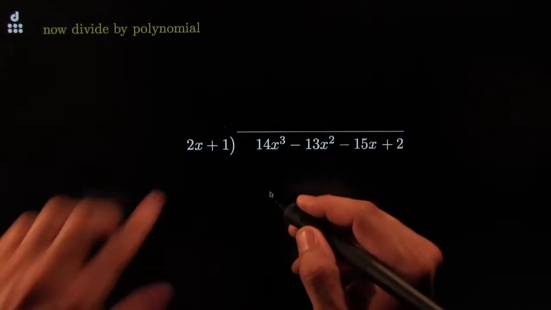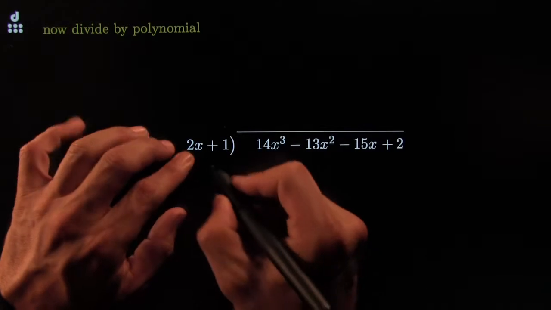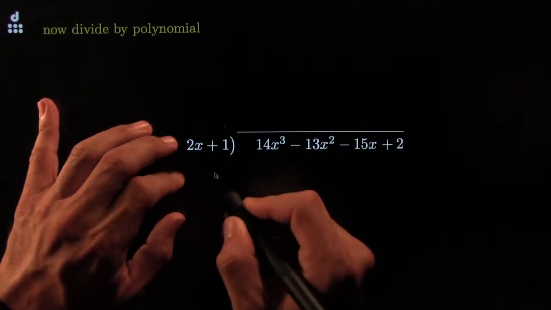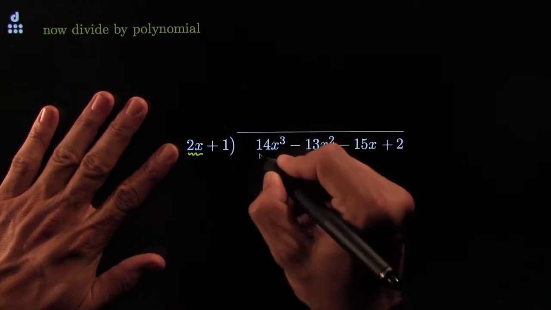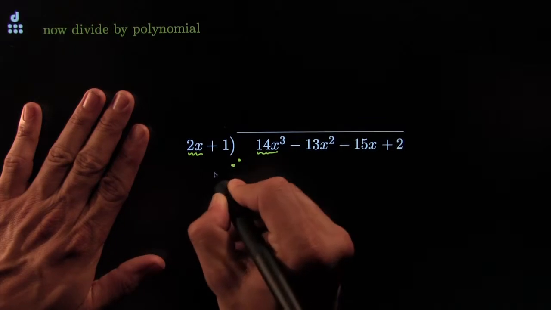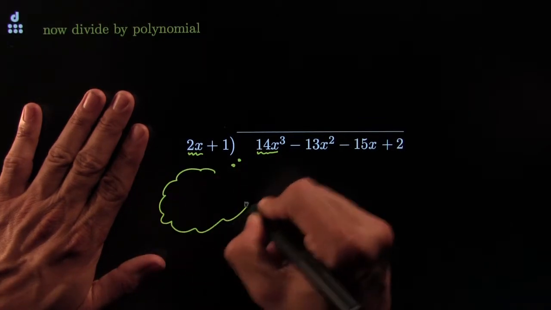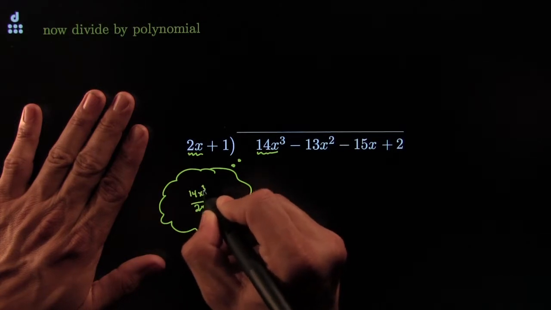So here's our first case where we're dividing by a binomial. Again, what we want to do is focus on the leading terms. So the leading term here is a 2x. Ignore the 1 for a bit, and focus on the 14x to the third. And you ask yourself, how many times will the 2x go into the 14x to the third?